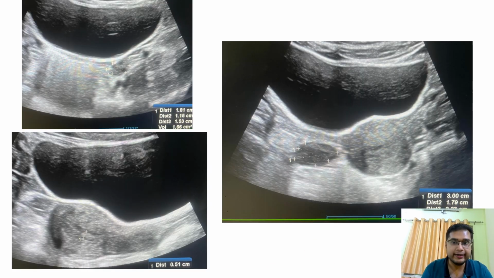Now coming to another interesting case, a case from which I learned a lot. She's a 27-year-old female who came post MTP pills taken to induce early pregnancy termination. She came with bleeding per vagina, and this follow-up scan was mainly done to look for any retained products of conception.